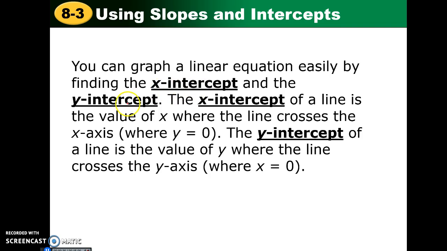So the x and y intercept, these are the big things here. The x-intercept is where the line crosses the x-axis. So y would be 0. And the y-intercept is where the line crosses the y-axis, where x is 0. So we're going to find those things.